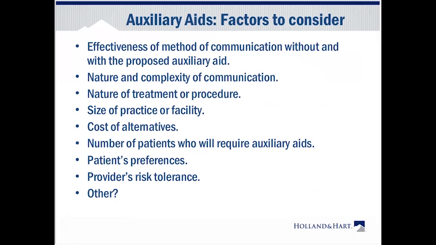There's a list here: effectiveness of method of communication with and without the proposed aid, the complexity of the communication. Some communications, when you're describing surgeries or something like that, may be much more complex than others and might require a different sort of auxiliary aid. The type of procedure, the size of the practice, the cost of alternatives, the number of patients who are going to require it. So if it's something that you have that's pretty widespread, then that's something to consider. Again, the patient's preference and the provider's risk tolerance.